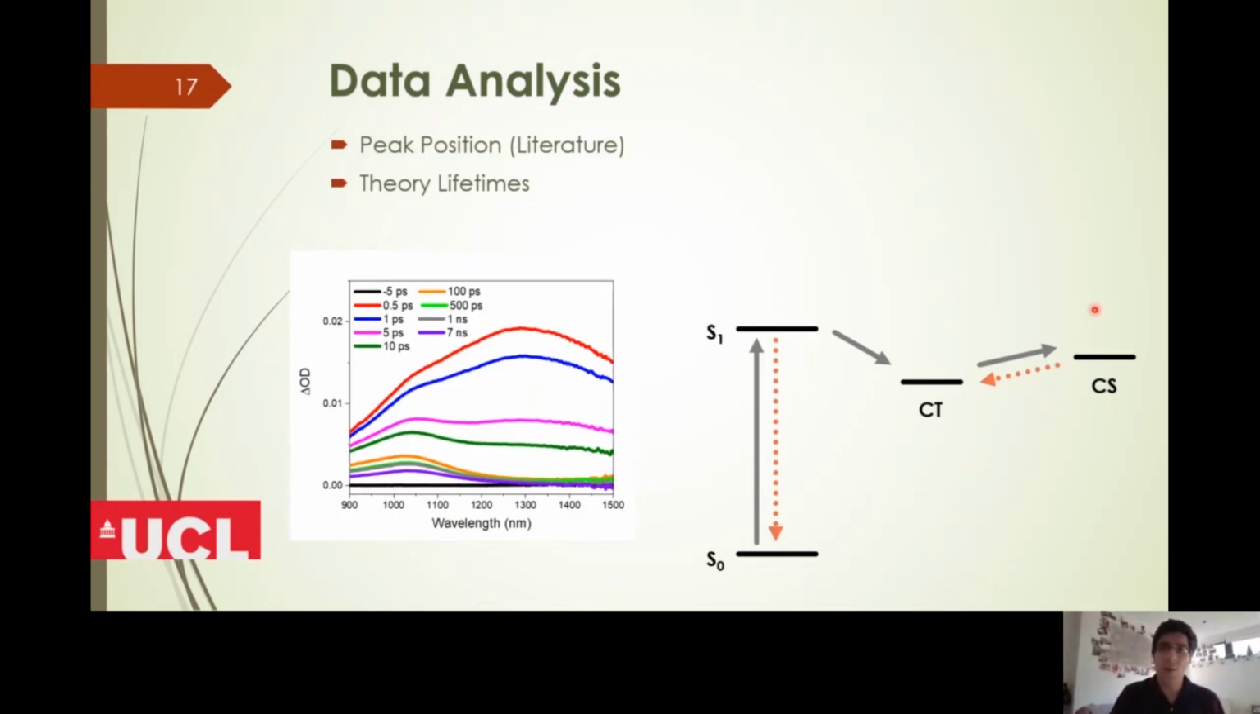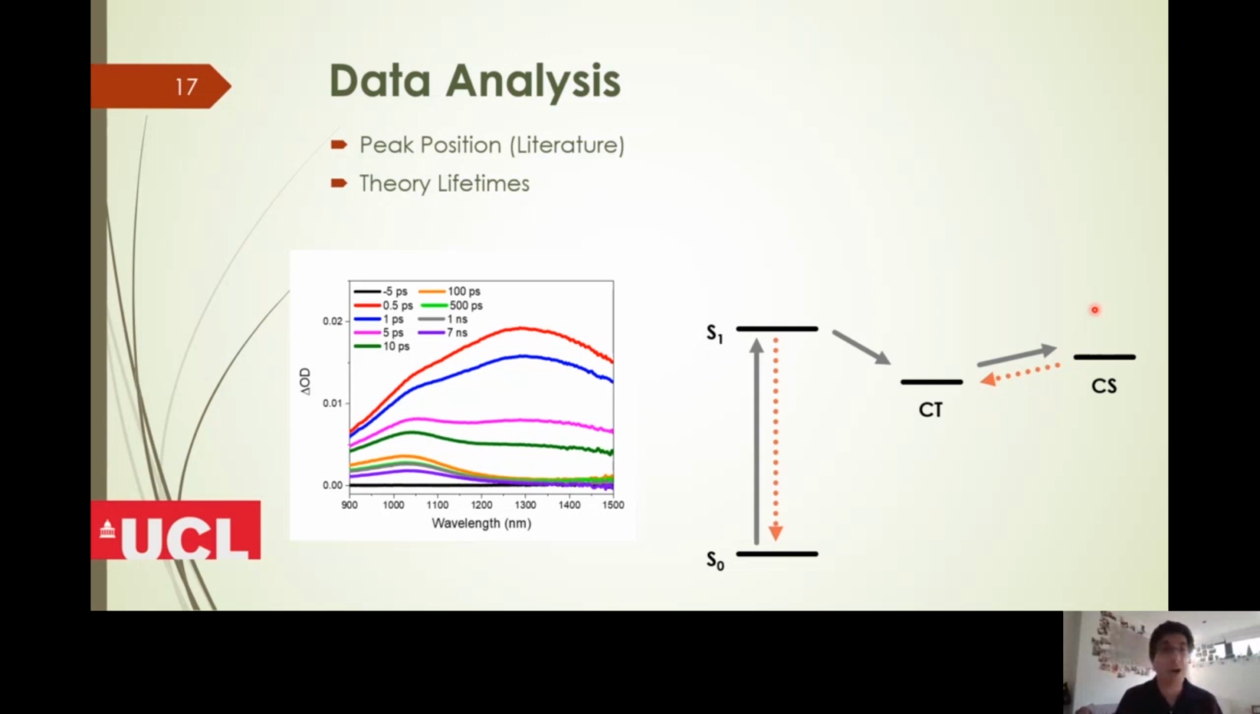So how do we do the analysis of the TAS? The first thing we have to think about is that most of the time different species have different peak positions. So when we have a new material, the first thing is to check in the literature if someone has measured it, and to check if you have exactly the same shape for your species, for example, the polaron or the exciton.